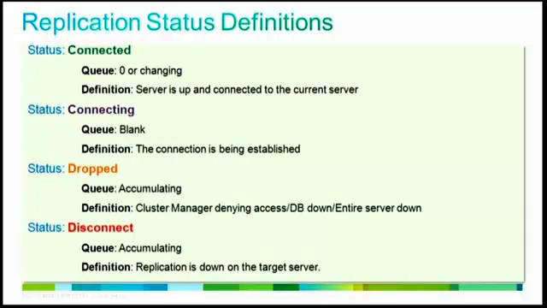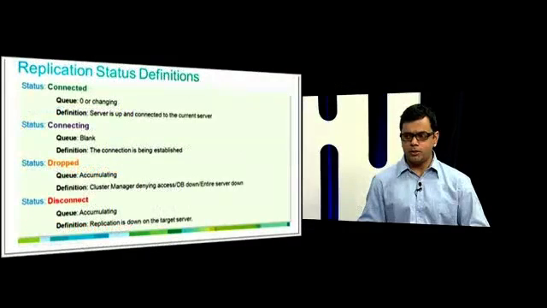Next would be a status of dropped, where the queue could possibly be accumulating, which means that there's data being replicated, but that queue is not getting cleaned up. A cluster manager possibly denying access to that queue, the database service being down, or the server itself being down could be possible reasons for this. A status of disconnect, again, you would see that the queue is accumulating. And the definition here would be that the replication itself is down for the target server. The target server here being one of the subscribers.